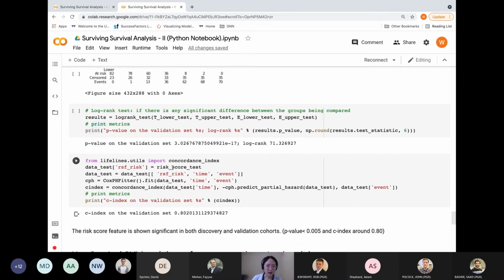And here we call this concordance index to calculate this C index on this validation set. Here you can see we get 0.80, and therefore we know that this feature, which is this risk score, is significant in both discovery and validation cohorts.